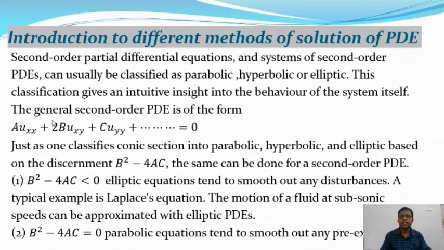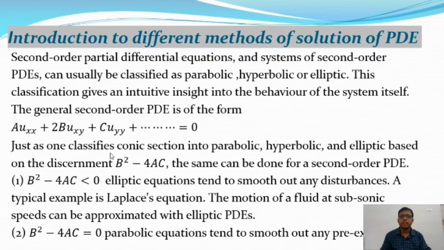The general second order partial differential equation is of the form A u_xx, where u_xx means ∂²u/∂x², plus 2B, where A, B, C are all constant terms, ∂²u/∂x∂y, which is the mixed partial derivative, plus C ∂²u/∂y², the second order partial derivative with respect to y, and this equals 0. This is called the general second order partial differential equation.